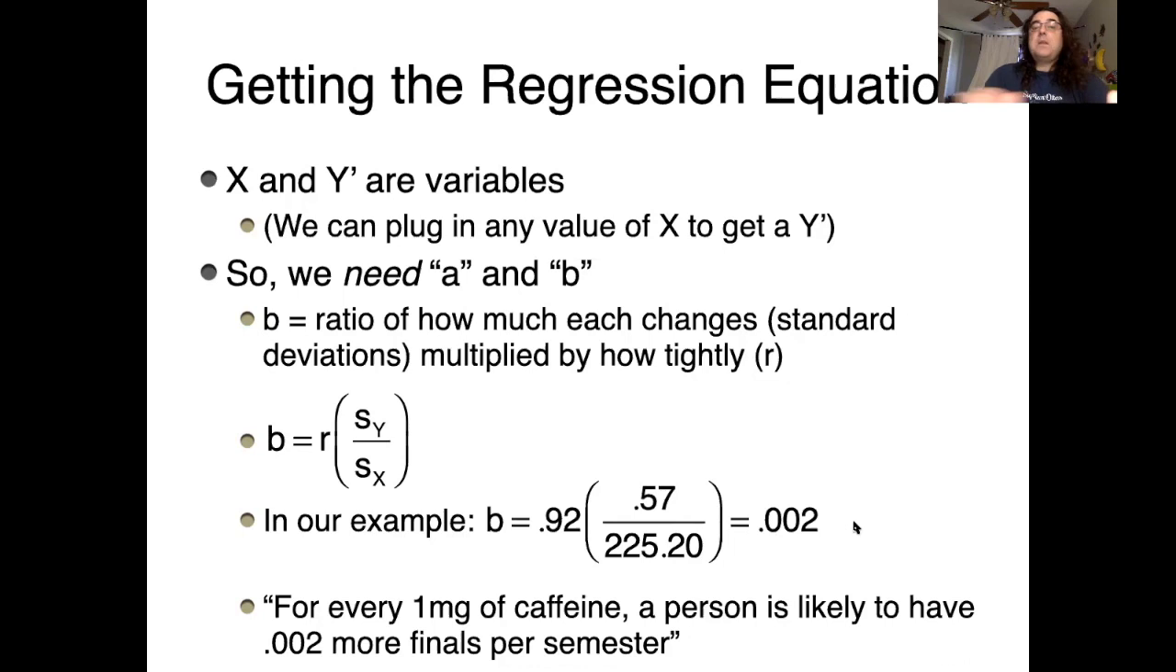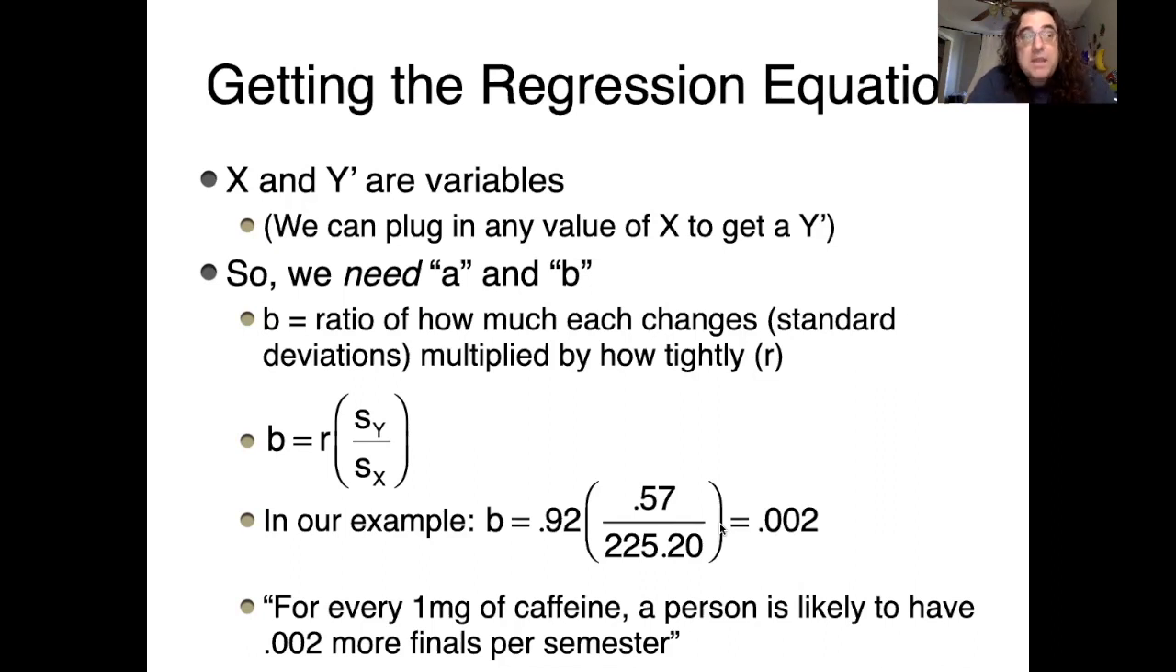In our example, the slope then is going to be the correlation coefficient, which was 0.92, times 0.57. That was the standard deviation in the number of finals, divided by 225.2. That's the standard deviation in the number of milligrams of caffeine. In this case, we end up getting 0.002, an alarmingly small number. Why is that? That's because this is the number of finals in the y dimension, the rise, for every 1 unit in the x dimension, the run. 1 unit in this case, though, is 1 milligram of caffeine.